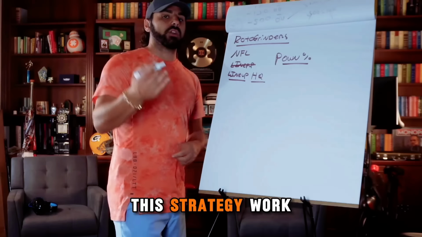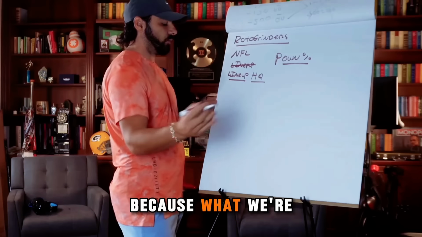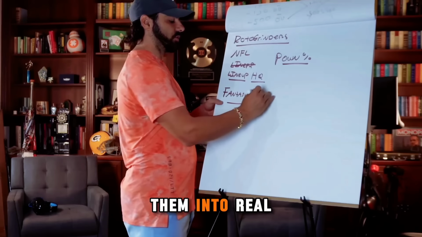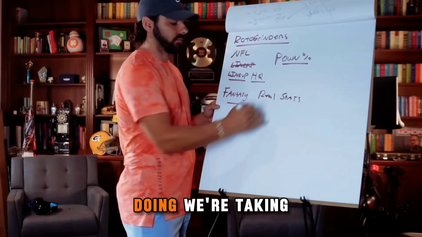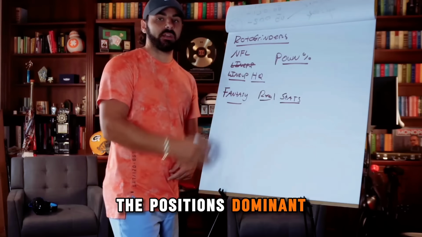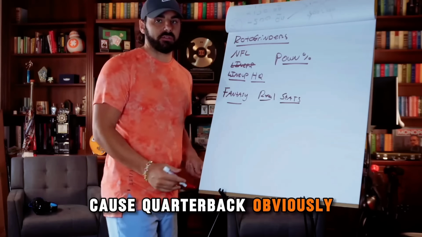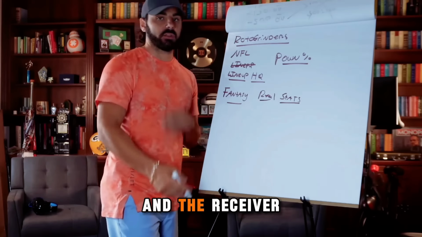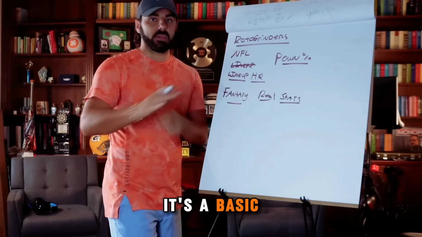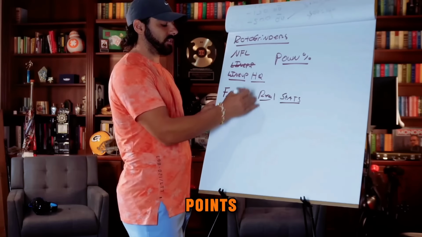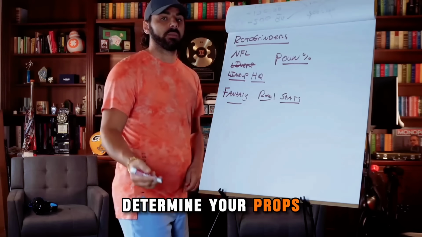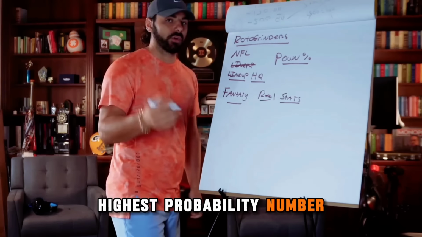Now, why does this strategy work? This strategy works because what we're doing is we're taking fantasy points and we're correlating them into real stats. That's all we're doing. We're taking fantasy points, correlating them into real stats for the position's dominant prop, okay? Because the quarterback obviously is passing, the running back would be running, and the receiver would be receiving yards. So that is all we're doing here. Like I said, it's a basic concept. You're taking fantasy points, you're correlating them into real stats, and then you're using that to determine your props to find your highest probability number within that prop.